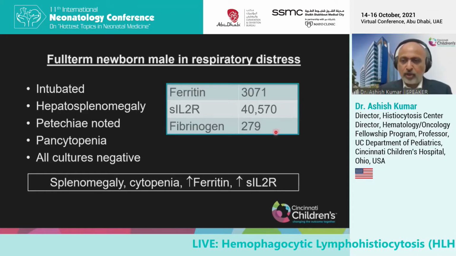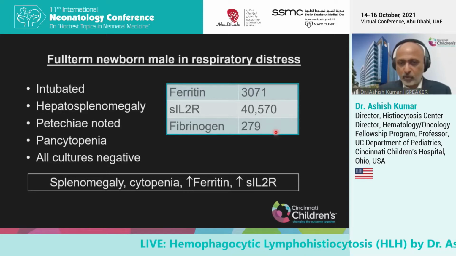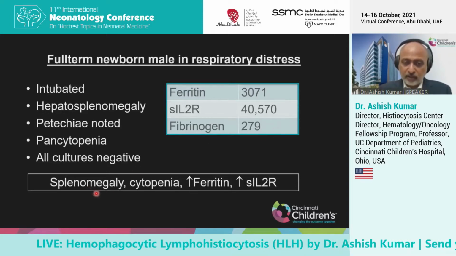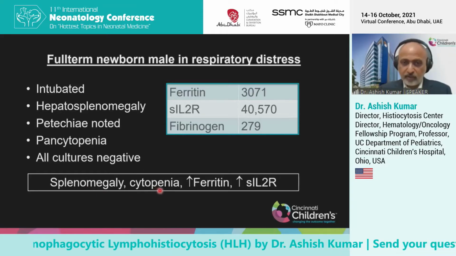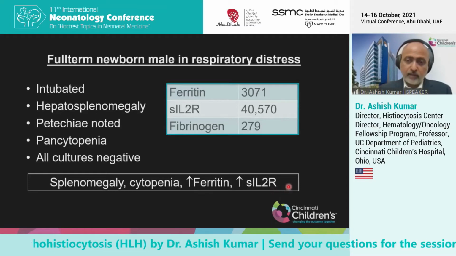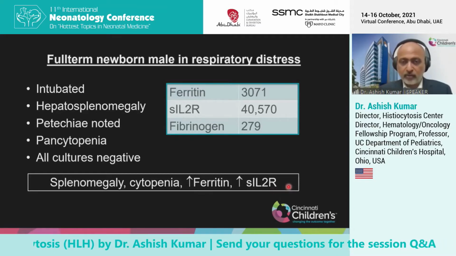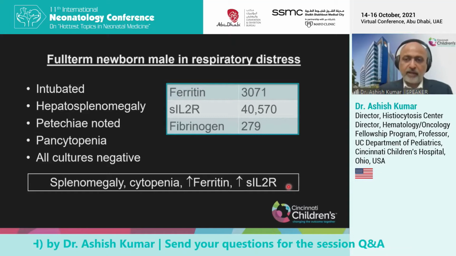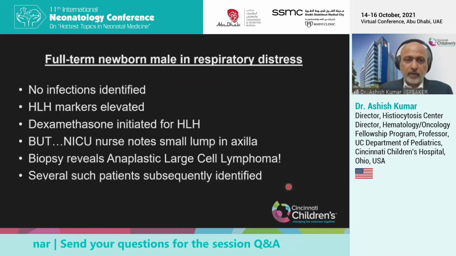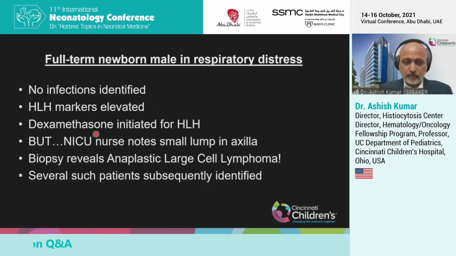The fibrinogen was not low, but it was not elevated either, it was just normal. So we have a baby now who has splenomegaly, which is one of the features, has cytopenias, pancytopenia, elevated ferritin, elevated soluble IL-2 receptor, and they saw hemophagocytosis in the bone marrow. And so he met the diagnostic criteria, and that's what they called us. Now, remember, no infections were found, and the HLH markers are elevated, so they initiated treatment with dexamethasone.